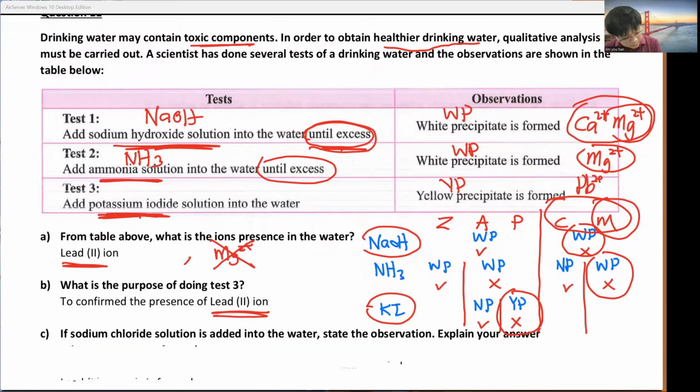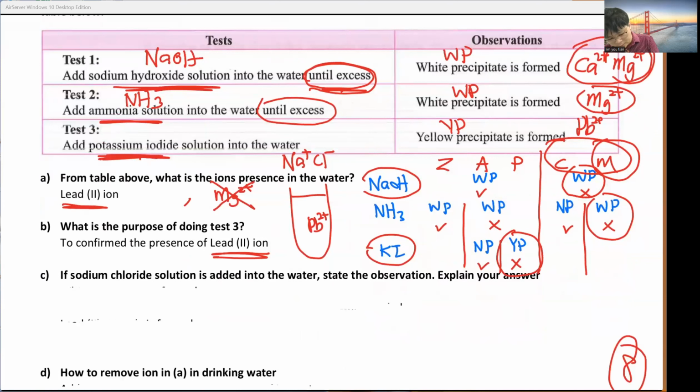Okay, then after that, they'll ask you what happens if you put sodium chloride. So if inside got Pb2+, if you put sodium chloride inside, we know which is not soluble? Chloride is all soluble except Pb, Ag. So PbCl2 is insoluble. So when Pb meets Cl, you will get a precipitate.